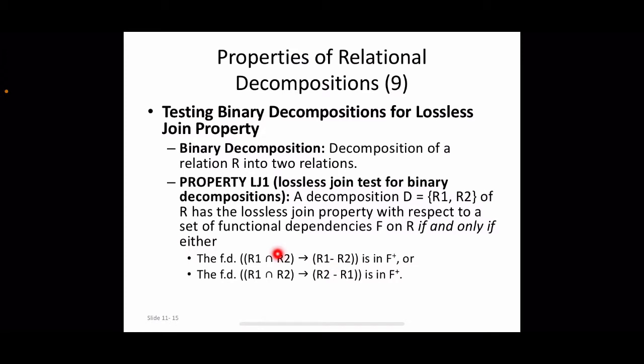If such a functional dependency is there in F closure, we can say that this decomposition is lossless, or this other thing can also be checked. That is, the common attributes again will be the X part, and on the right side we have the attributes which are present in R2 but not in R1. That can be the Y part. If such a functional dependency is there in F closure, we can say that the corresponding decomposition is lossless.